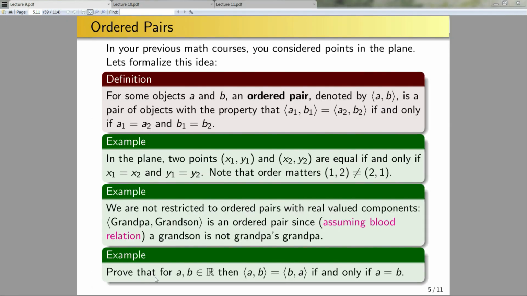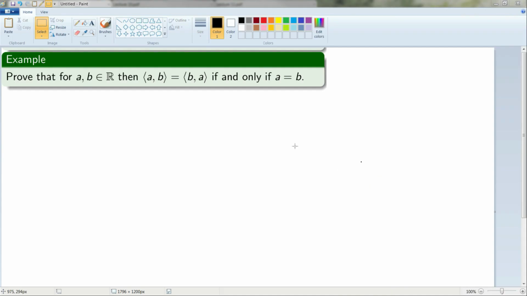Okay, so now for one more example, prove that for A, B in R, then ⟨A, B⟩ is equal to ⟨B, A⟩ if and only if A is equal to B. So to prove this, let's go over to Paint and take a look. Okay, so here, if I want to prove this, I need to show that this is true if and only if that is true. So how can we do this?